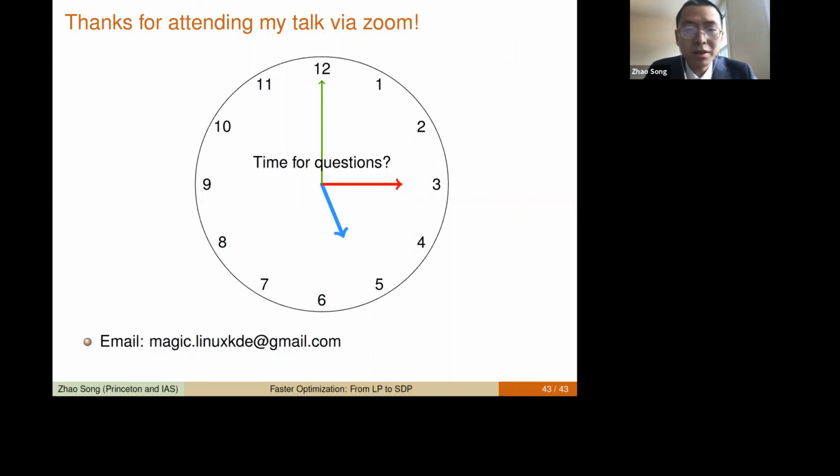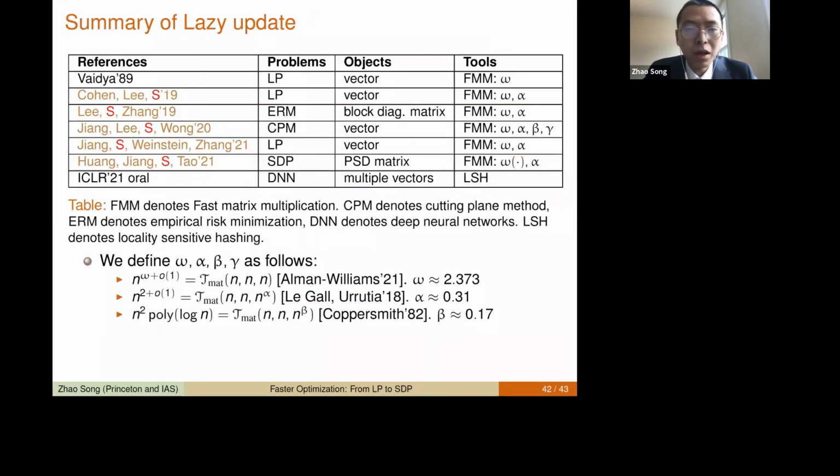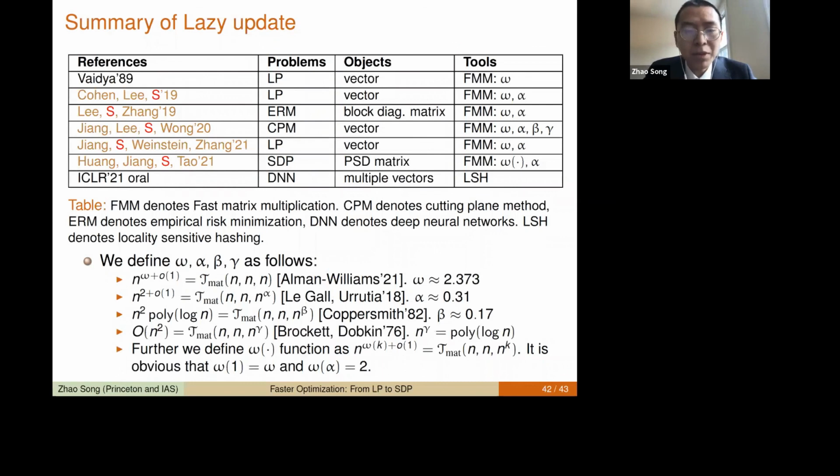Another thing I can emphasize is the following. This lazy update idea only gives you a speedup when the number of iterations is huge, for example, at least n to the c, where c is a constant. If the number of iterations is only a polylog factor, then you cannot hope to use this idea to get some speedup. That's something very important.